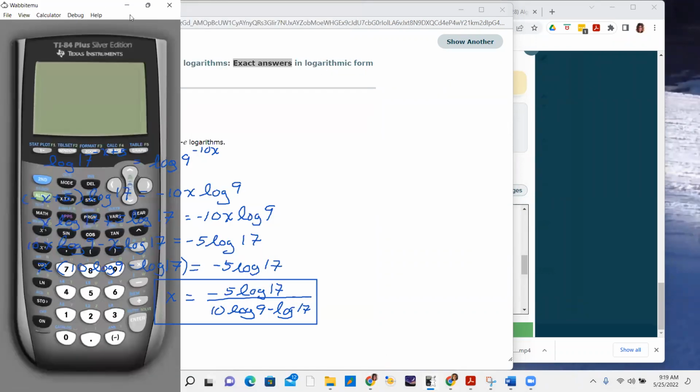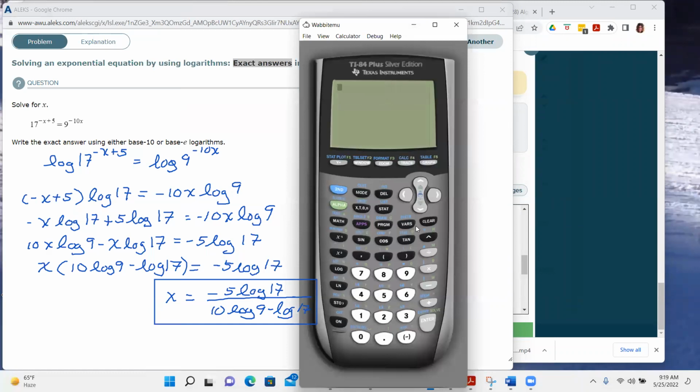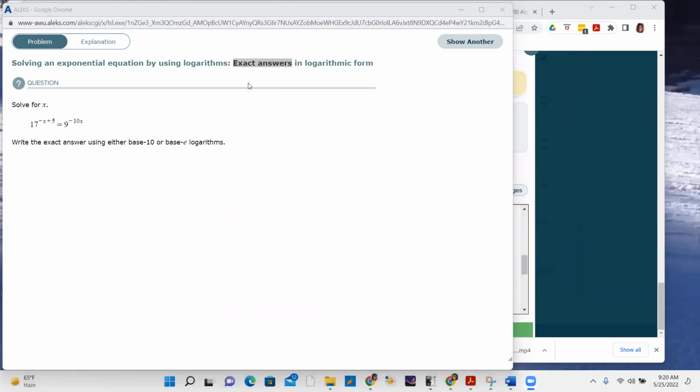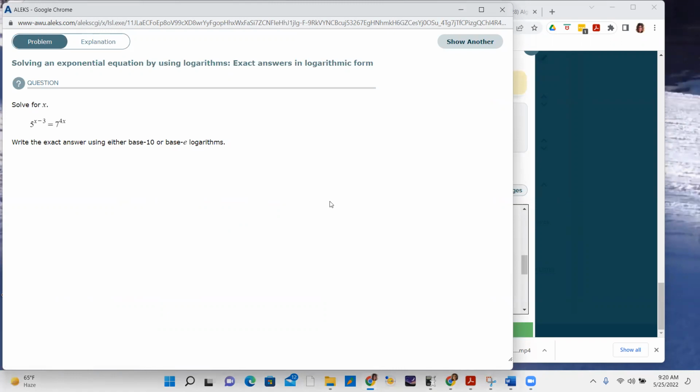Like log 17 is approximately 1.23. Right, so imagine if you had 1.23 there, you would go through the same exact steps. You'd distribute, get the terms with the x on one side, factor the x out. So go ahead and try this one.